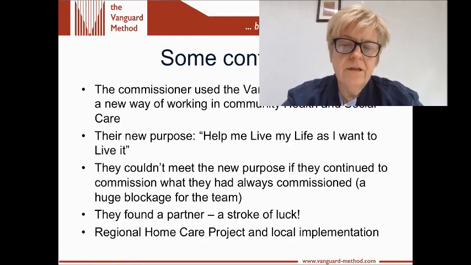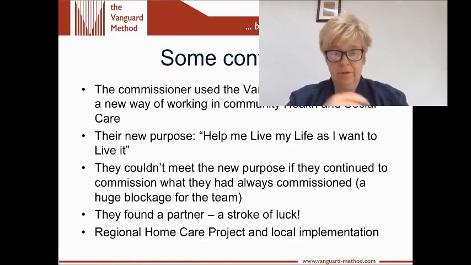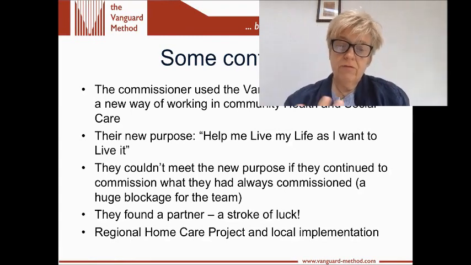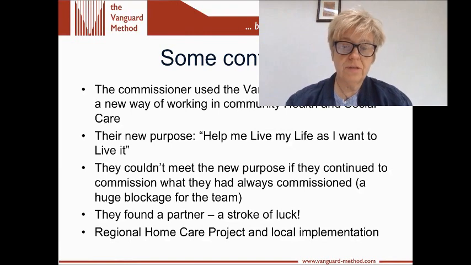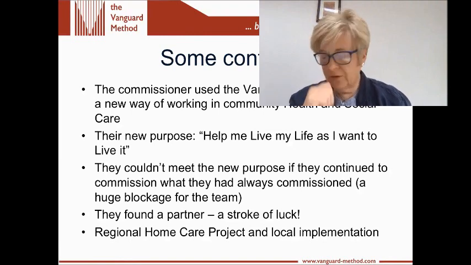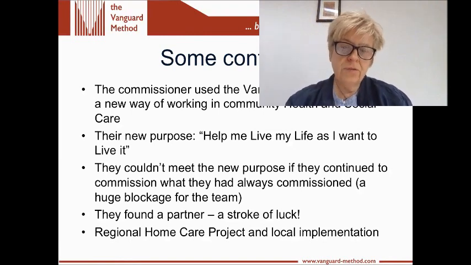So they recognised that this was a big blockage, and they found a partner, as we said. The initial partner was Cotrefi, and that really was a stroke of luck as a consequence of them being on the redesign course together. And they also plugged into an ongoing piece of work, which is the Regional Home Care Project and the local implementation of that. And whilst there have been some blockages as a consequence of that, there's also been some things that have really helped smooth the path really for commissioning in a very different way.